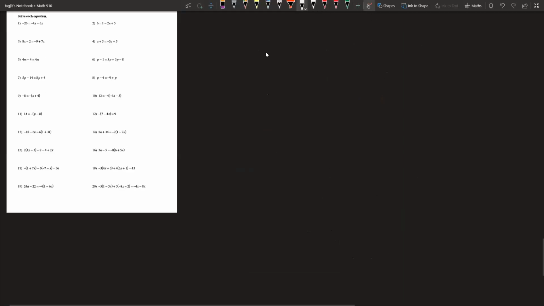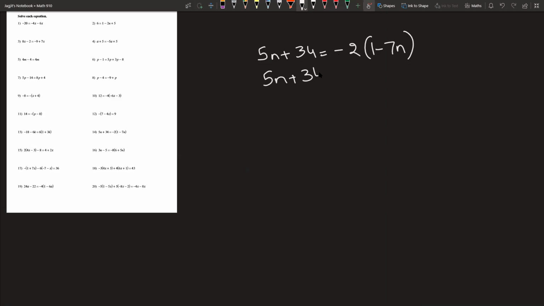What else do we have here? So then we had 5n plus 34 is equal to minus 2 times 1 minus 7n. Okay, now I can't really factor anything, so this is just 5n plus 34. Now FOIL this. What's minus 2 times 1? Minus 2. What's minus 2 times minus 7n? Well, minus becomes plus. And 2 times 7n is 14n.